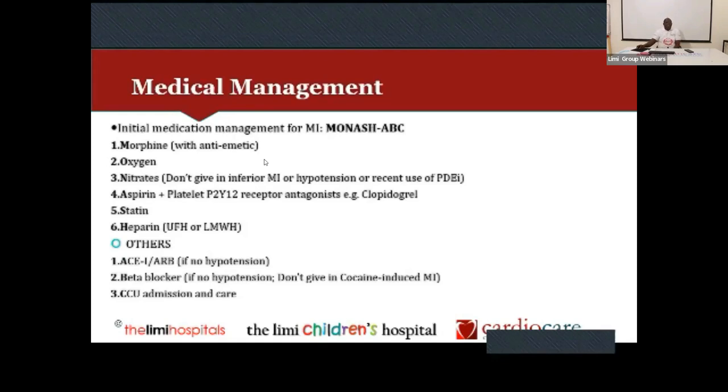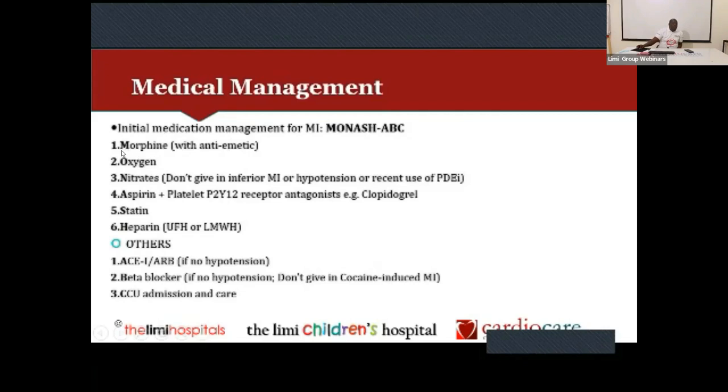And so there are different mnemonics. So I forgot to talk about morphine. Morphine helps in reducing the level of anxiety the patient has. It has an analgesic effect, helps with managing the pain. It also has some dilating effects on the vessels, but we should also know that it can result in hypotension.